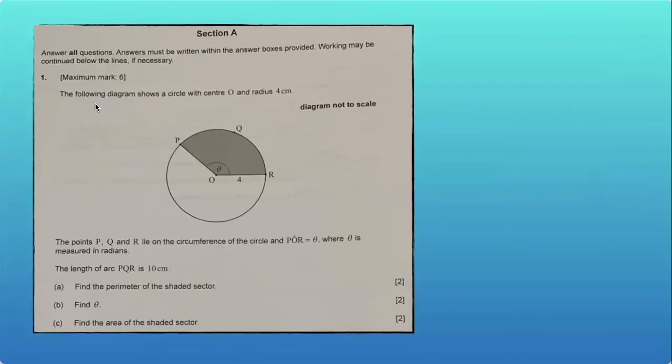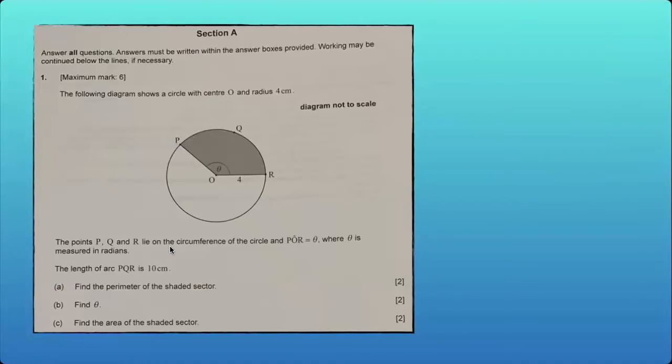Number 1. The following diagram shows a circle with center O and radius 4 centimeters. Diagram not to scale. Points P, Q, and R lie on the circumference of the circle, and angle POR is equal to theta, where theta is measured in radians. The length of arc PQR is 10, so this is 10 centimeters.